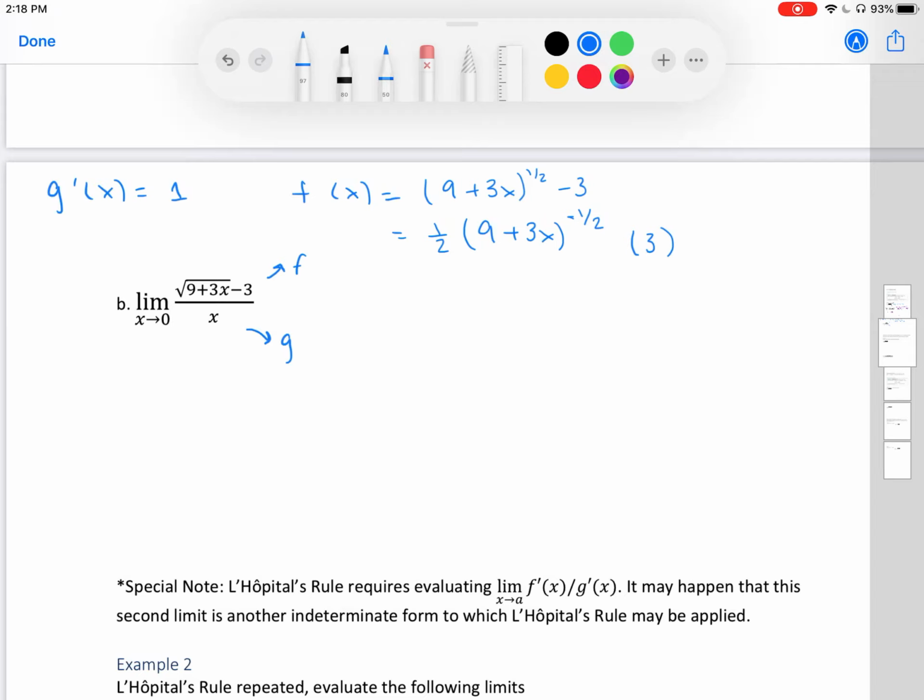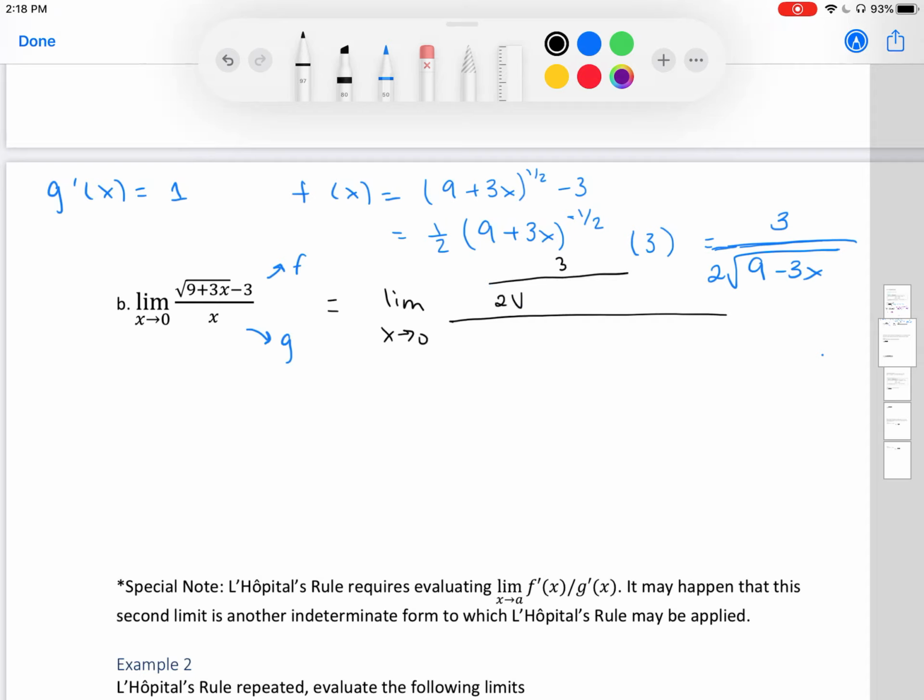All right, so now we have our derivatives. And we can actually rewrite this. So we can write our negative exponent as a denominator. So that we have square root of 9 minus 3x, and then a 3 in the numerator, and the 2 stays with my denominator. Okay, now we have our derivatives. Now let's go ahead and try to apply the limit as x is approaching 0 of 3 over 2 times the square root of 9 minus 3x divided by 1.